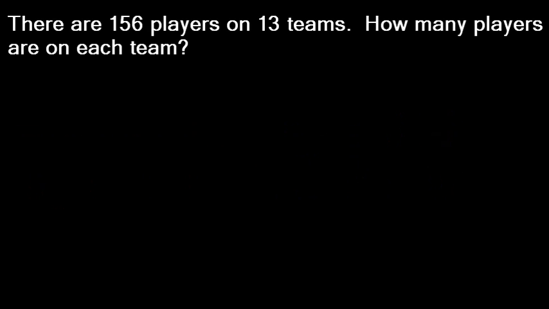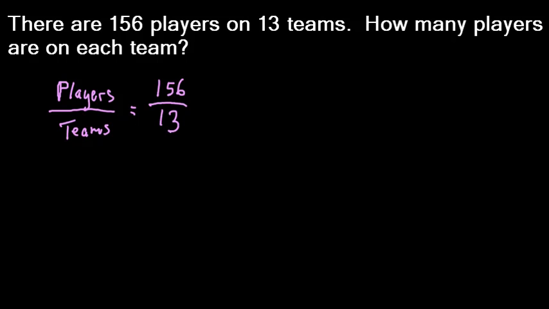There are 156 players on 13 teams. How many players on each team? Okay, so we have players and teams. So we're going to set this up the same way we set up a ratio. We're going to say players and teams. Okay, so we have 156 players, 13 teams. And we want to know how many players are on each team. This is a unit rate, one team. So one team. This is going to be a key element for this video.